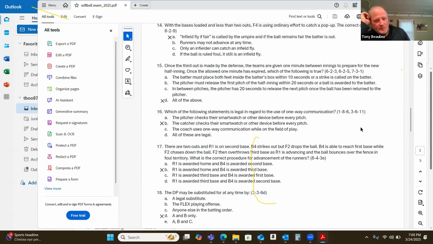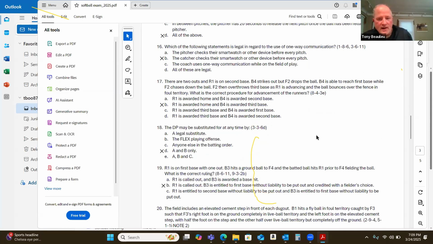So like we said, the coach from the dugout can text or however they want to communicate to the catcher what the pitch is. But that's one-way. The catcher doesn't communicate back, and the coach doesn't communicate to other players that are on defense. It's only for the coach in the dugout to the catcher. So the answer is B for 16.